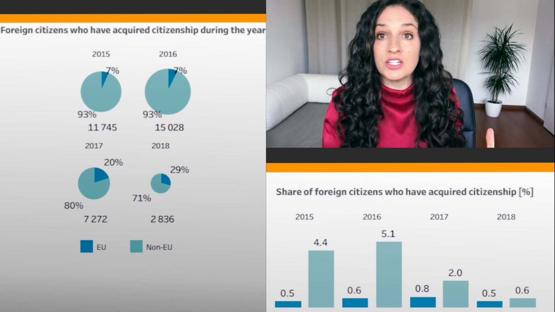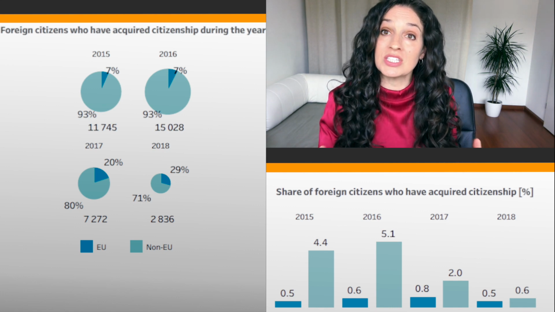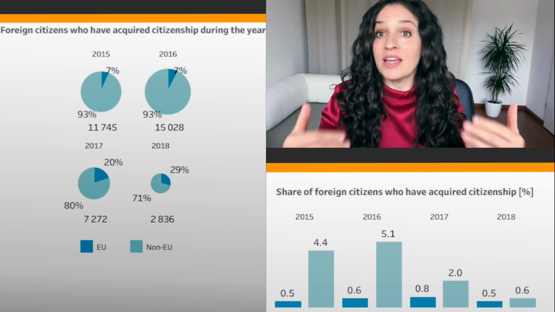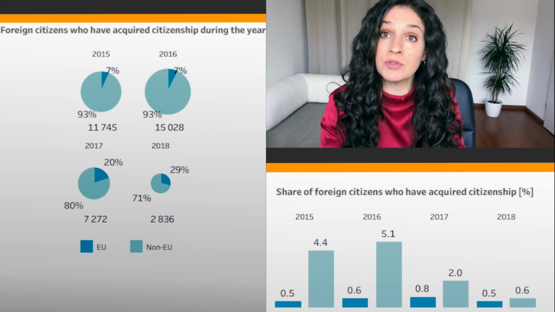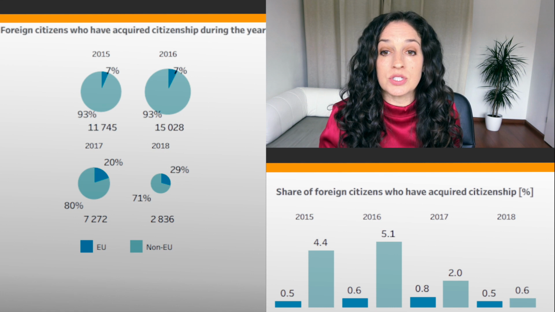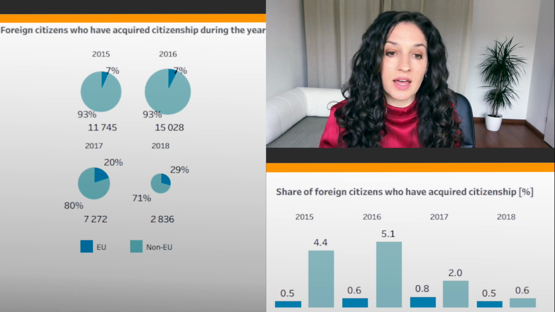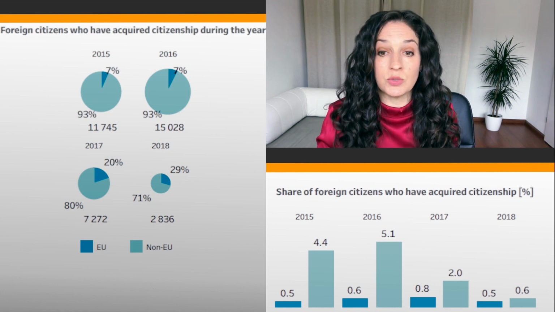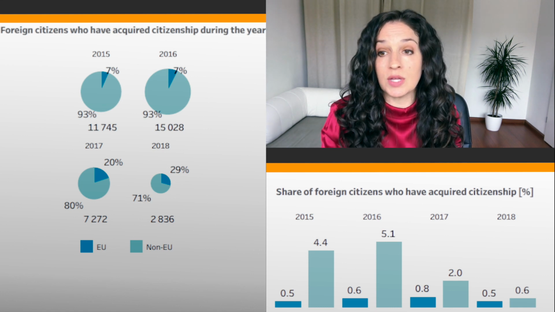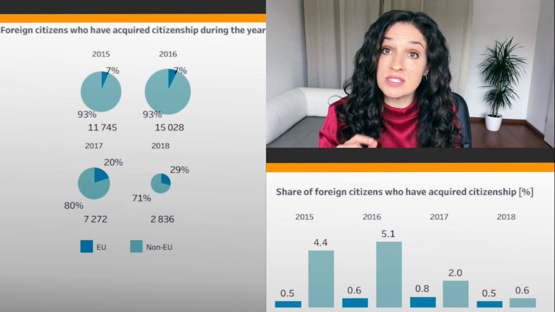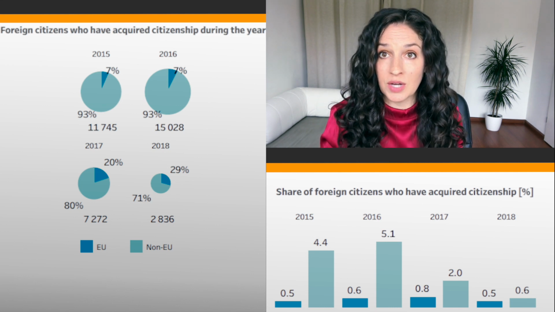And what does naturalization mean? It means people who have actually gained citizenship, in this case in Denmark. So people coming from another country who have been able to gain citizenship. Now what we see also here is the number of people who gained citizenship between 2015 and 2018, as well as how this is split between EU and non-EU nationals.